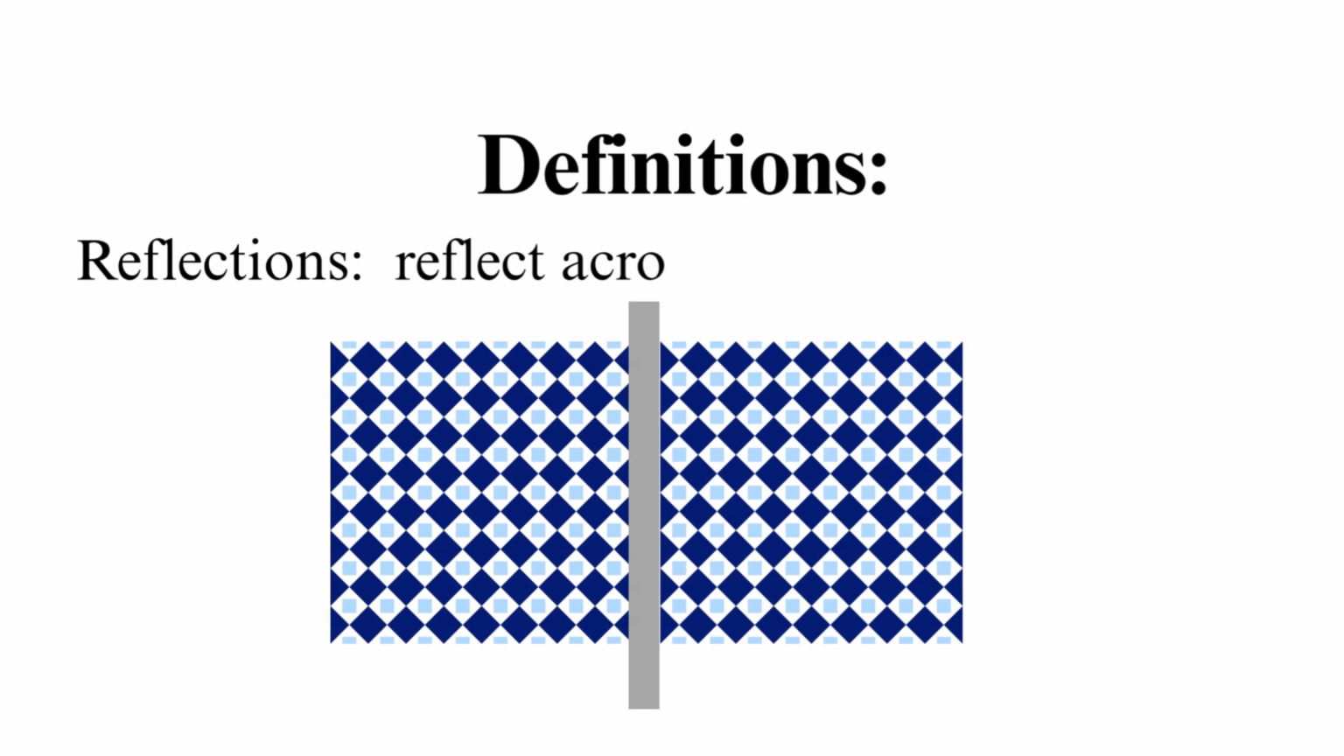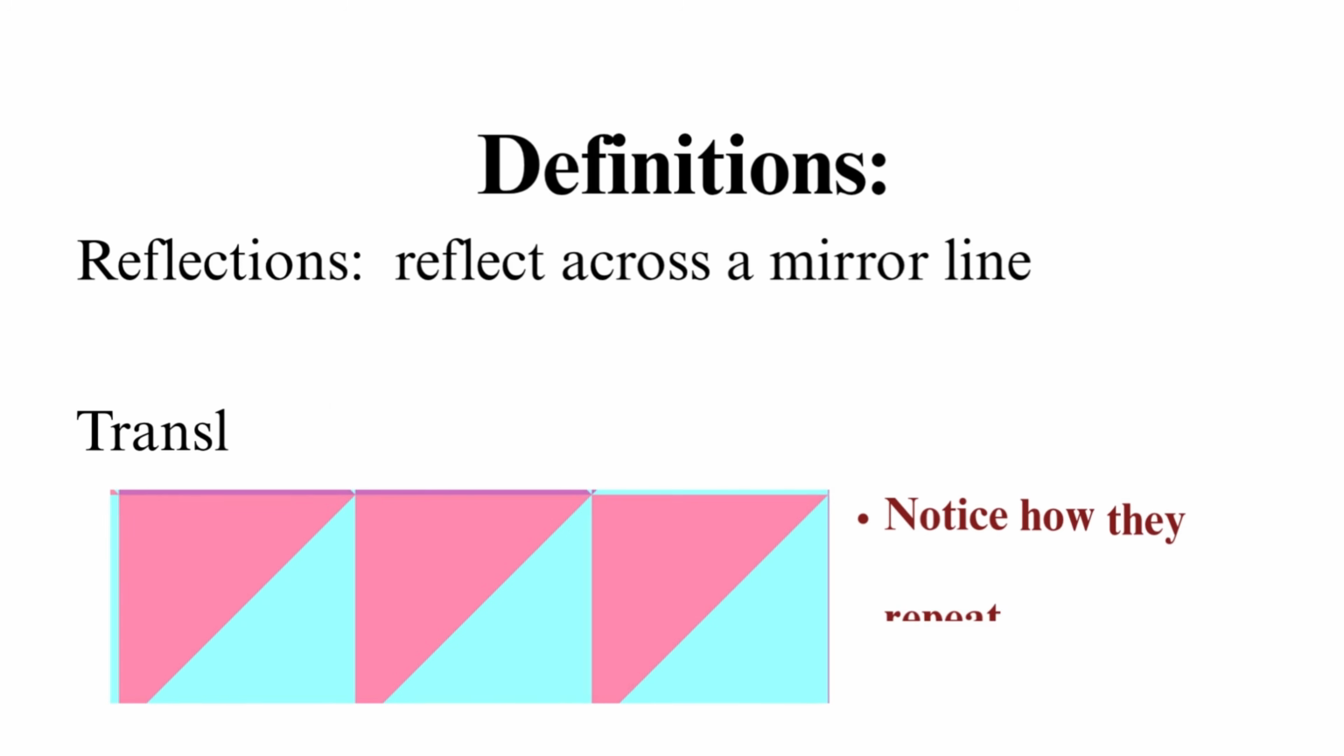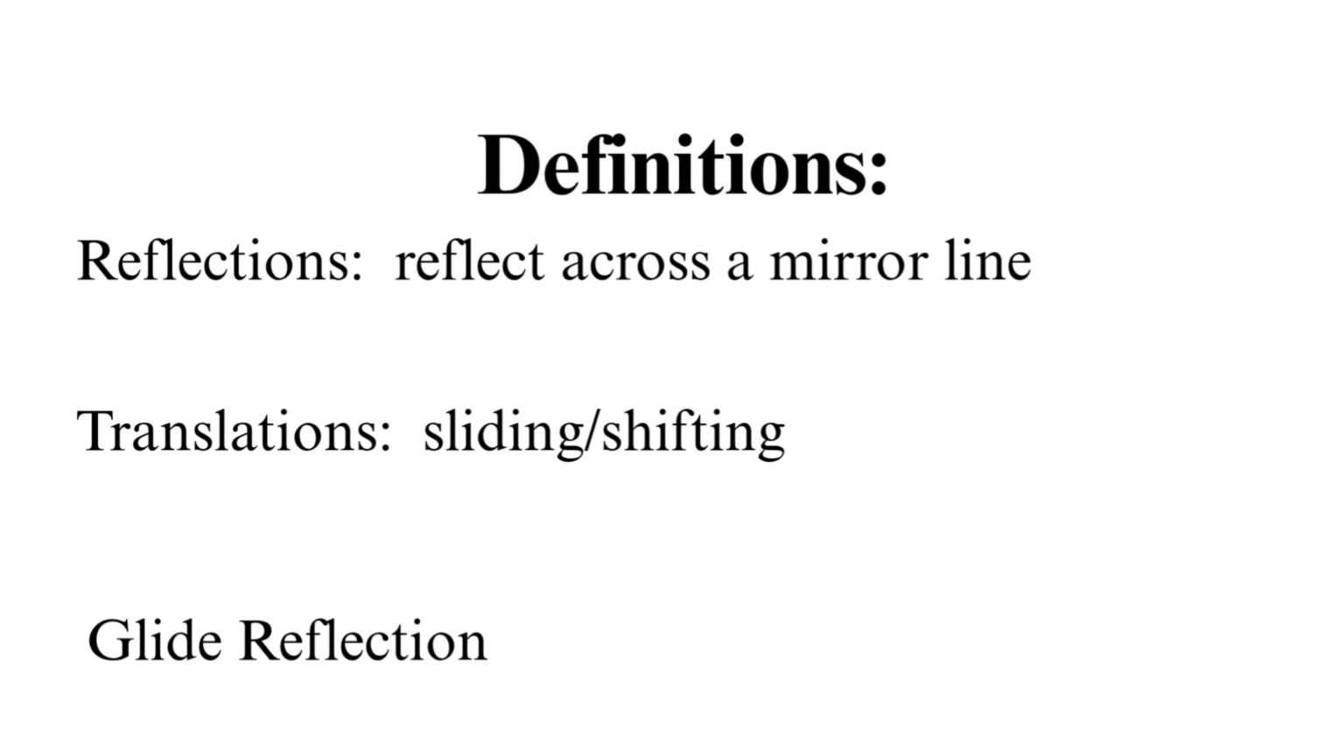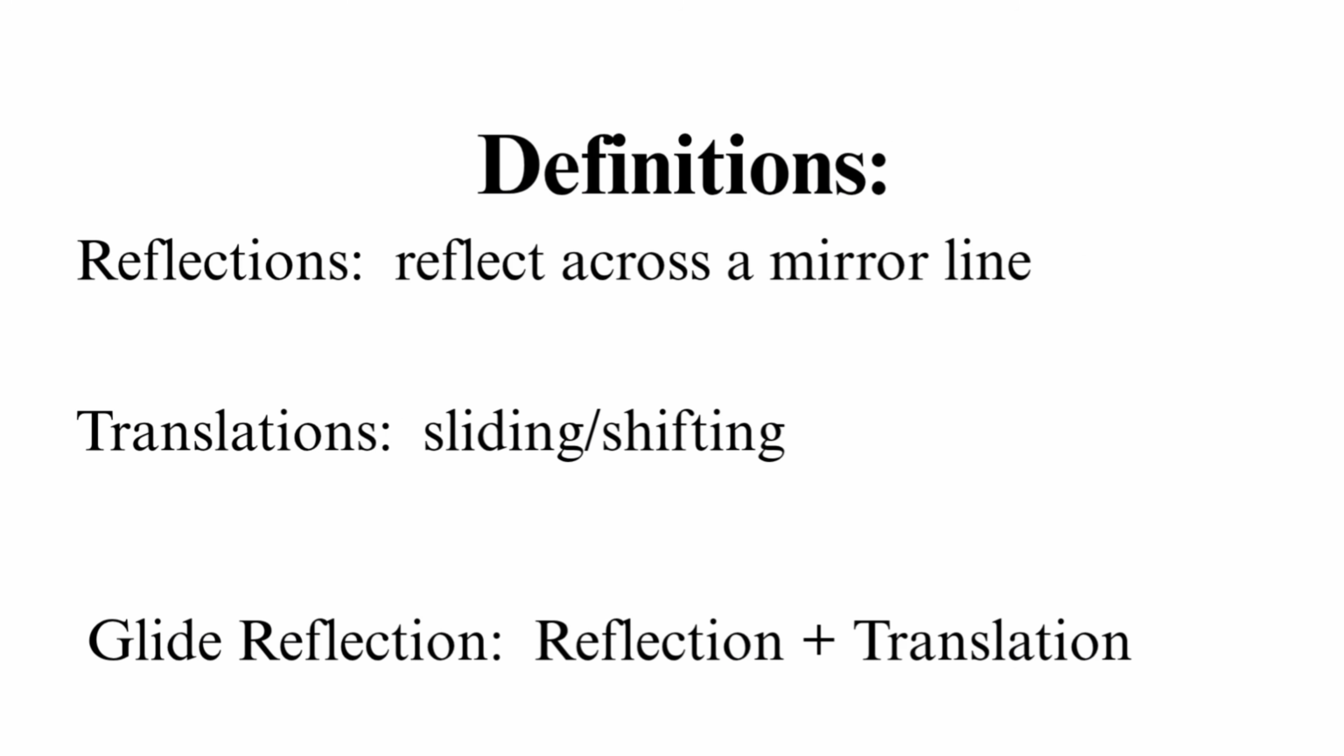Reflections are whether we can flip the pattern across a certain mirror line. Translations check if we can slide the entire pattern in a specific direction while preserving the tessellation. And finally, a glide reflection reflects across a line while translating.